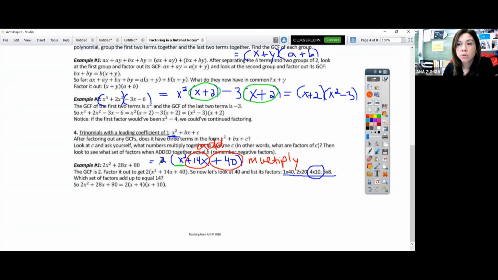And then remember the 2 that I took out from the beginning, I basically just rewrite it. And you could write this as 2, and instead of putting x plus 4 first, I can put x plus 10 times x plus 4. That's the same answer. These are called factors. So that's exactly the same answer. Okay? Easy. So far, so good. Over to the back.